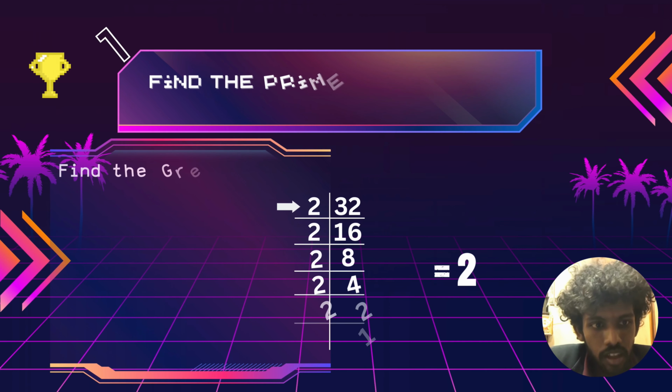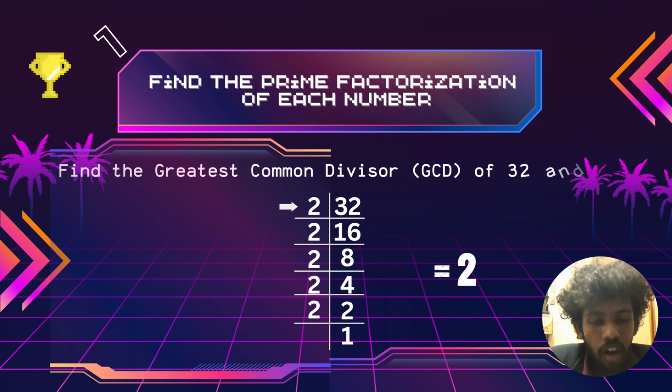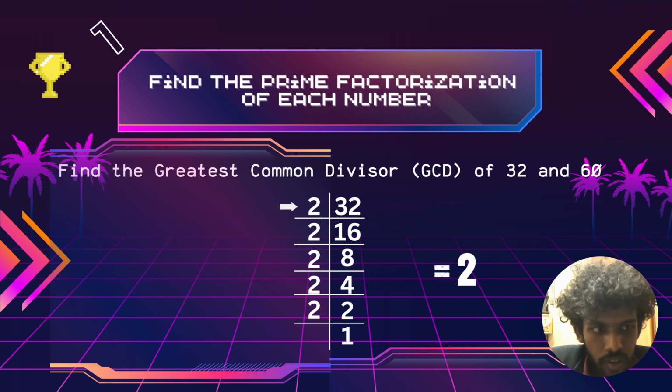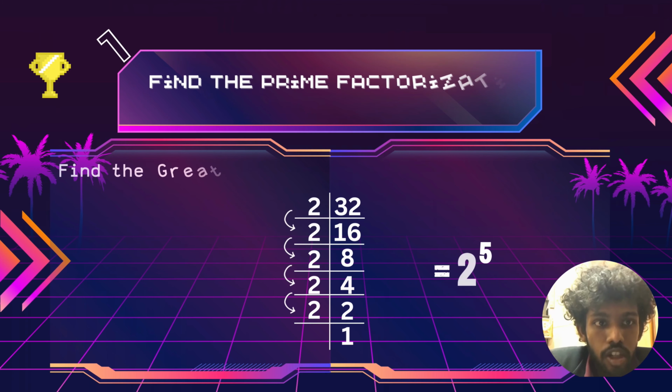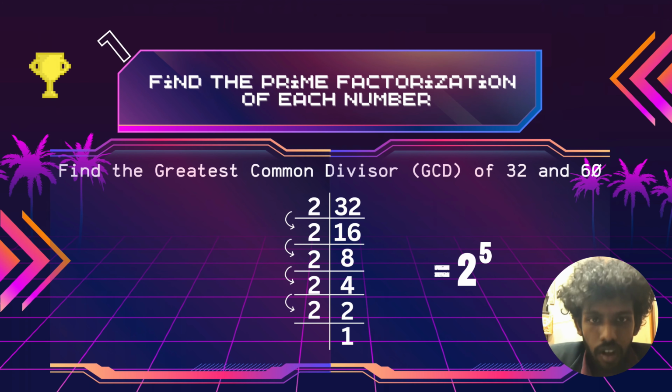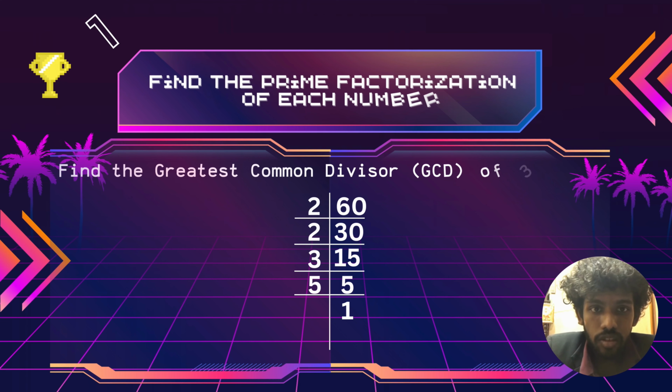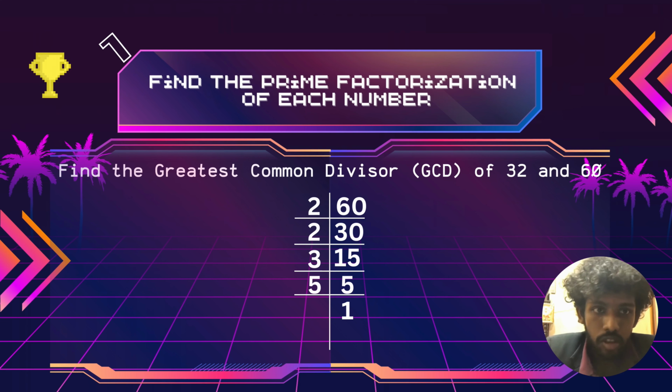And now we're going to see how many times the number 2 has been repeated. Okay, so as we can see, 1, 2, 3, 4 and 5. So the answer should be 2 with the power of 5. And now we're going to divide the second number, or B, for this question.